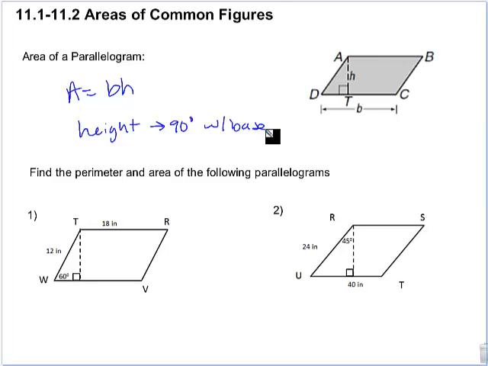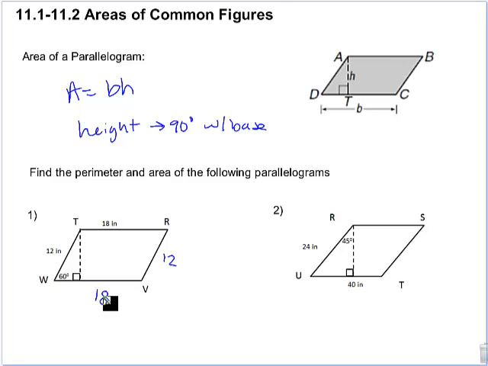Okay, so now we're going to find the perimeter and the area. Start with this one. Start with perimeter. What is perimeter? Distance around, right? So parallelogram. So if I have this is 18 and that's 12, what else do I know? That's 12 and that's 18. So how would I get the perimeter?